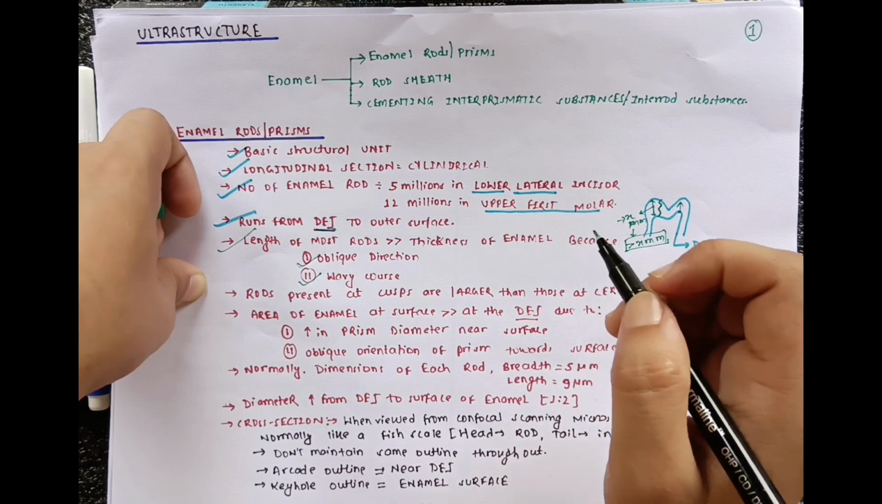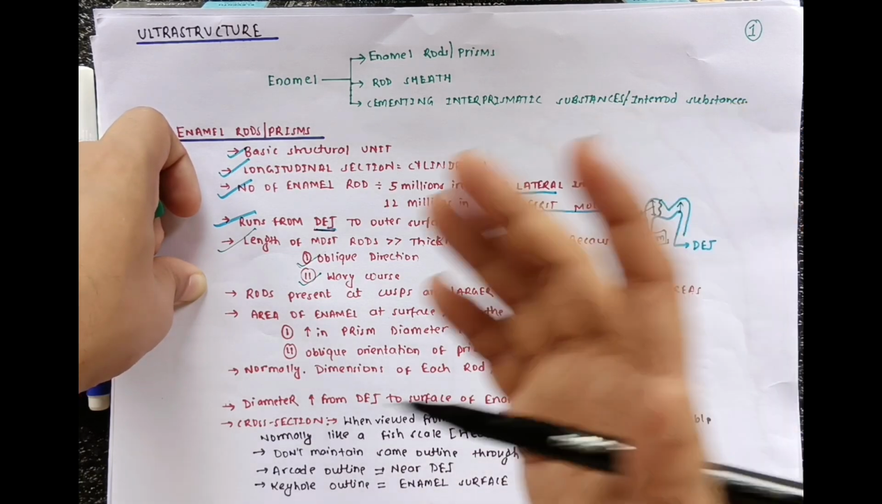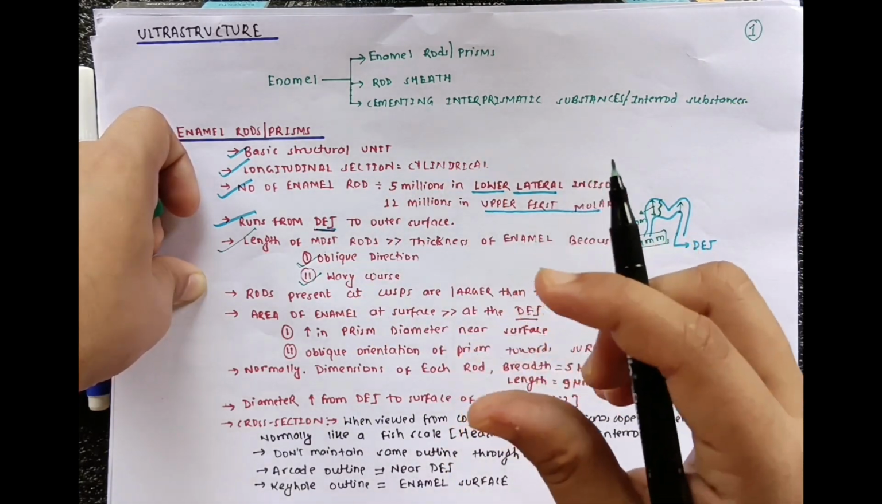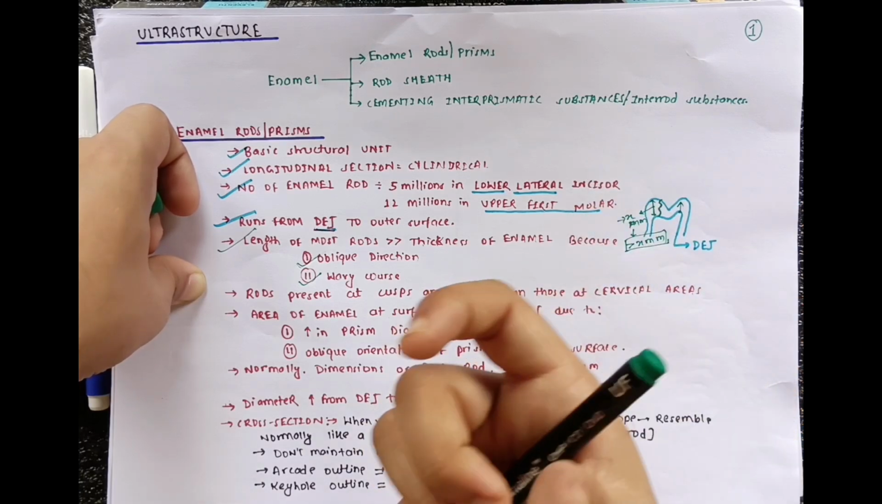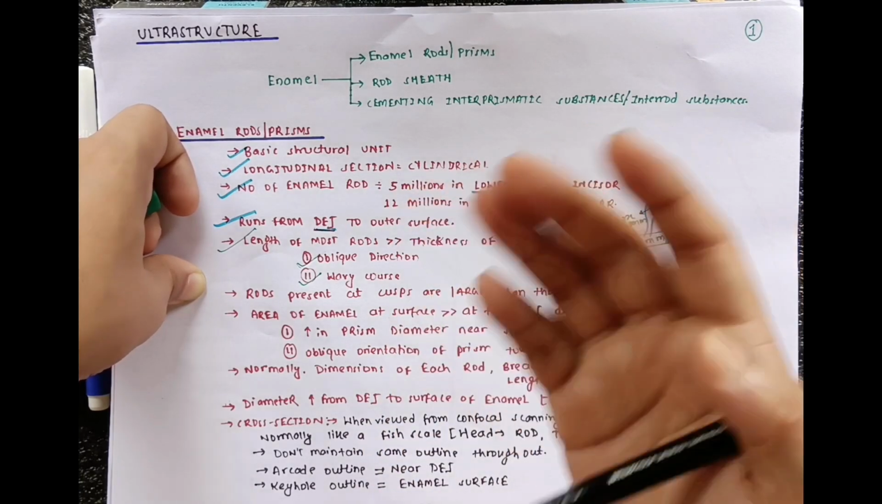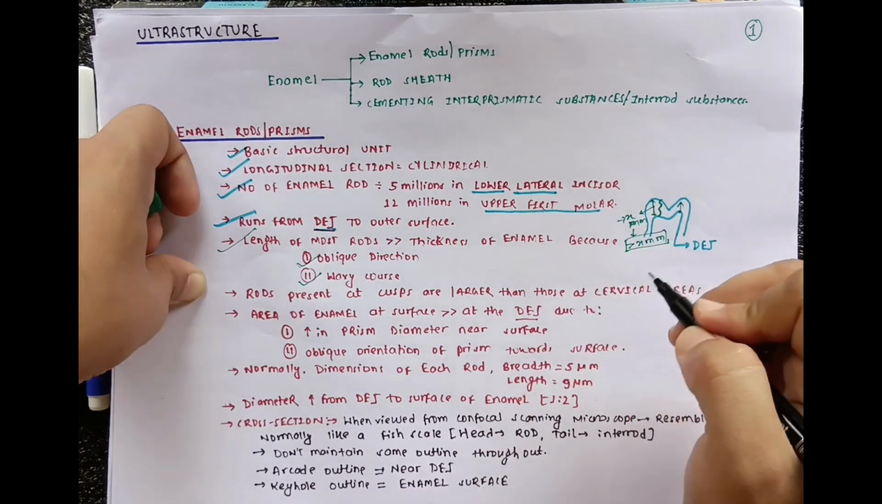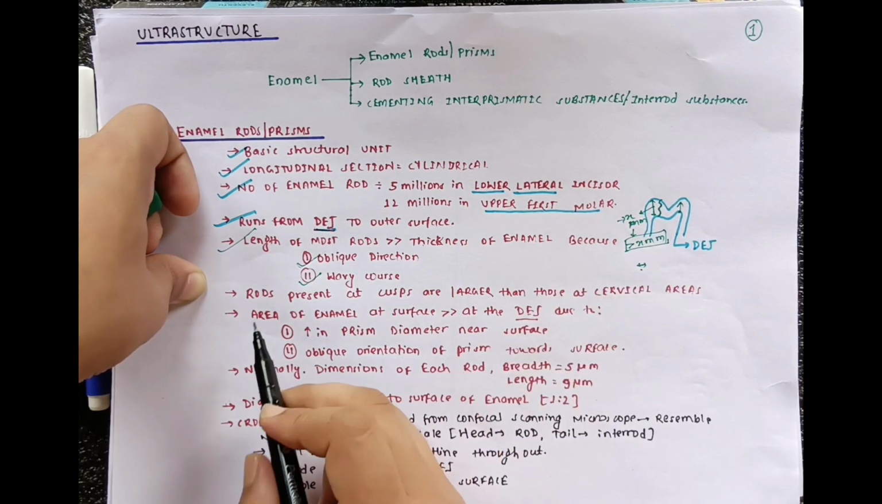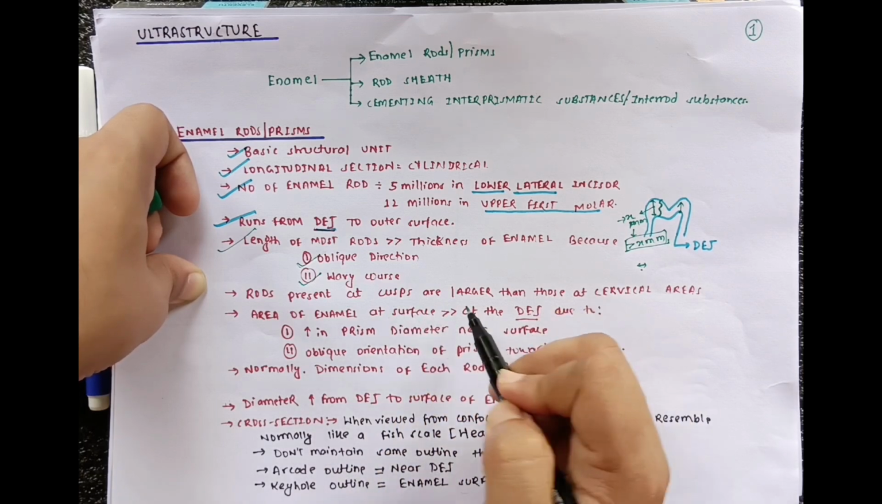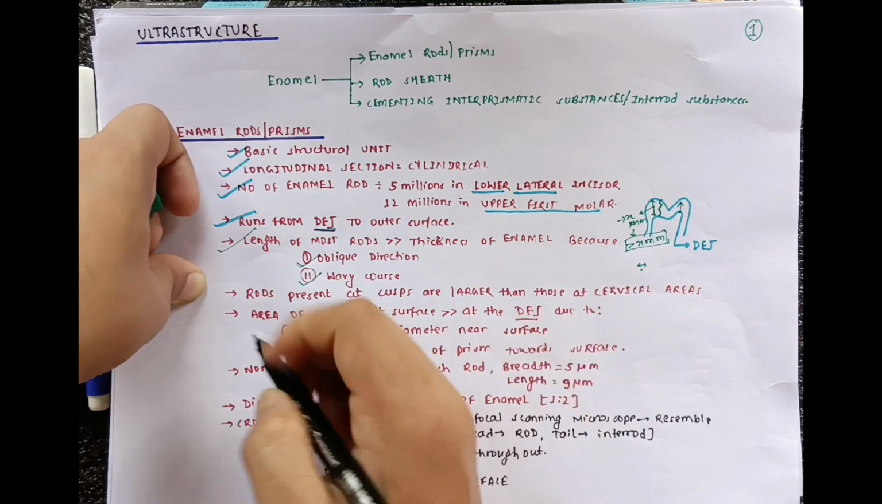Okay, this point I have also discussed in my previous video: the thickness of the enamel is highest at the cusp or the incisal edge, but it is less at the cervical region. Since the thickness of the enamel is less at the cervical region, the rods present at the cusp should be larger than those at the cervical areas.